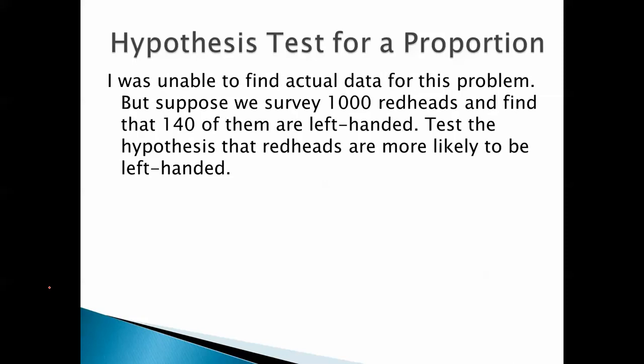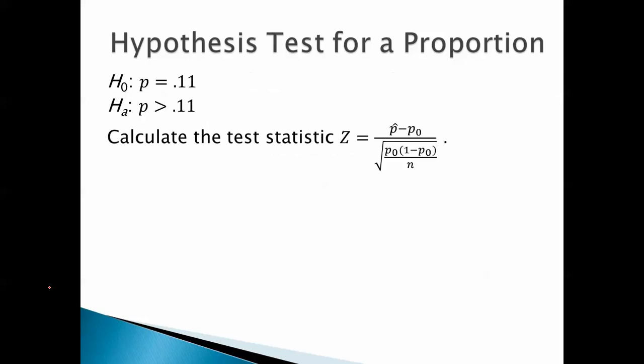I was unable to find actual data for this problem. Sorry about that. But suppose we survey 1,000 redheads and find that 140 of them are left-handed. Test the hypothesis that redheads are more likely to be left-handed. Okay, there's the null and alternative hypotheses.